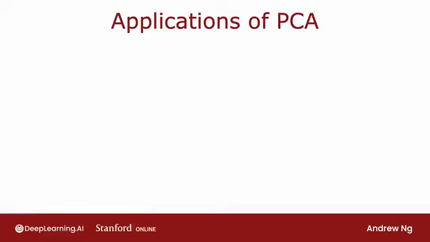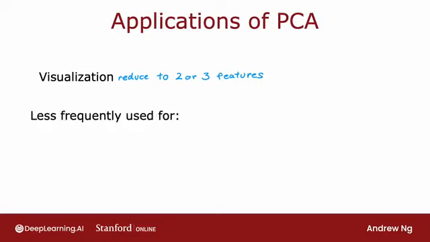Before wrapping up, I'd like to share a little bit of advice for applying PCA. PCA is frequently used for visualization, where you reduce data to 2 or 3 numbers so you can plot it. Like you saw in an earlier video with the data on different countries, so you can visualize different countries. There are some other applications of PCA that you may occasionally hear about that used to be more popular maybe 10, 15, 20 years ago, but much less so now.